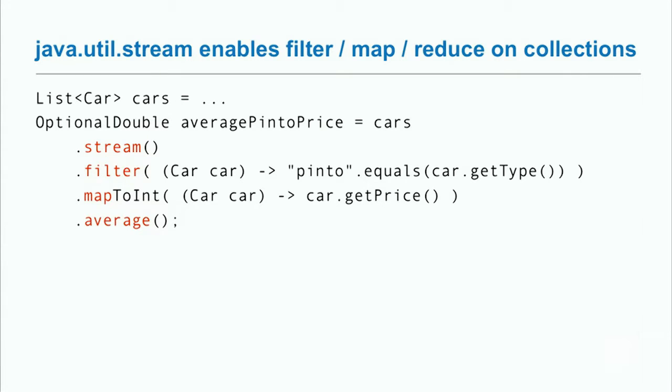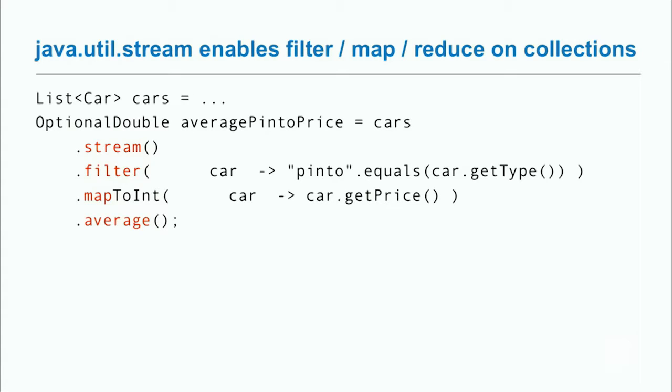But the compiler is also smart enough to figure out that the car variable that's being passed into the map is of type car, so you can actually leave that out. So you have this, you just say, car goes to, and then call car getPrice.